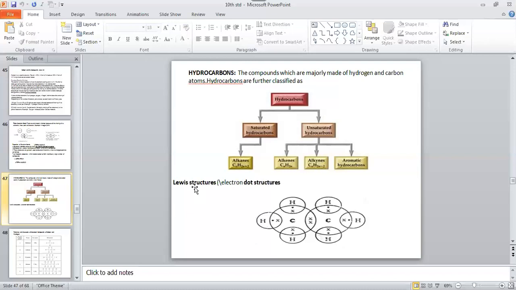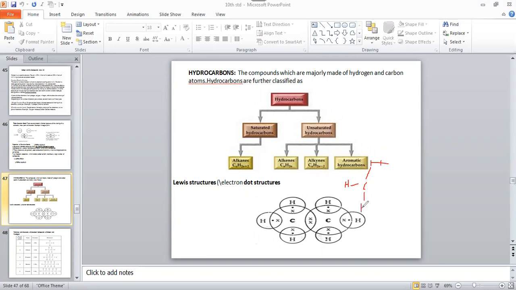Now, Lewis structure, which is also called electron dot structure. This is the electron dot structure for the ethane molecule. So, the ethane molecule consists of hydrogen, which is singly bonded with carbon. This first carbon has three hydrogens bonded with single bonds.